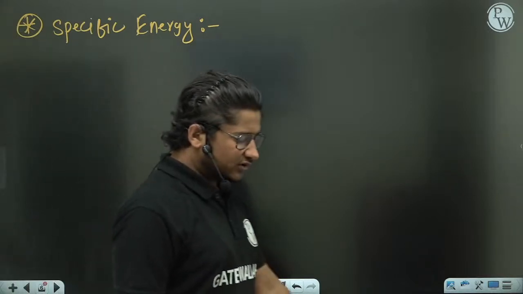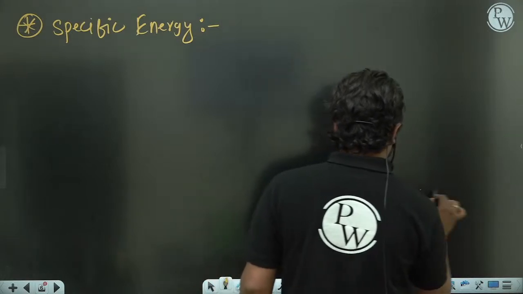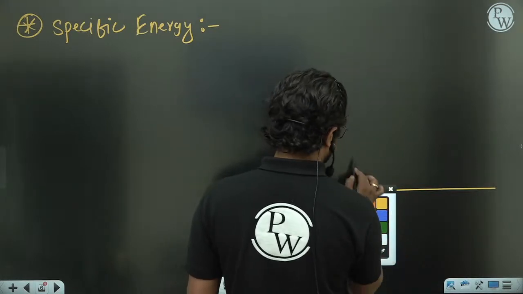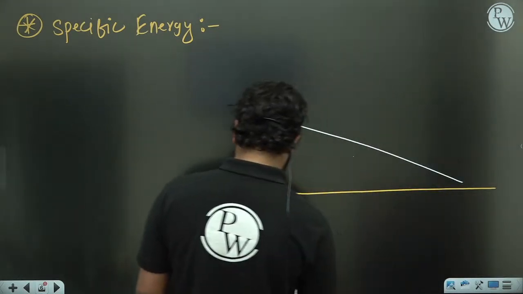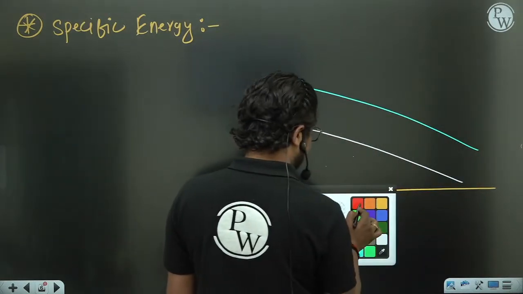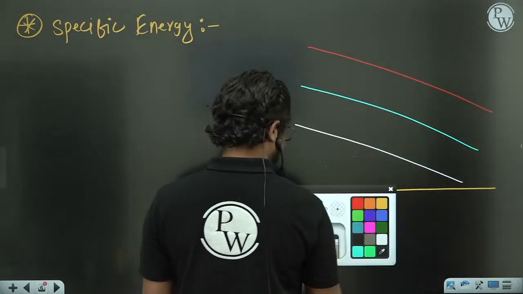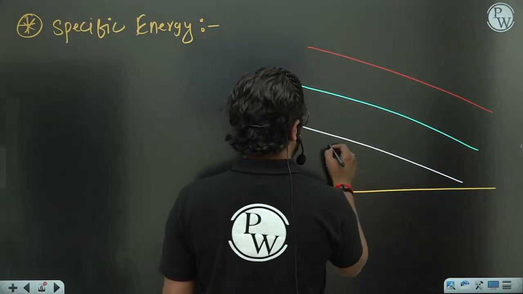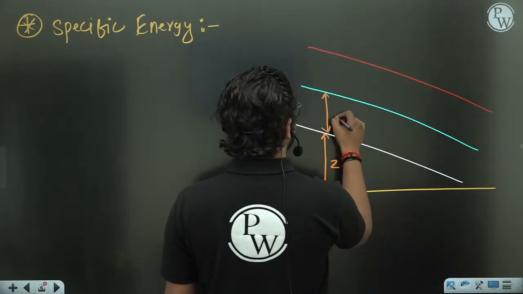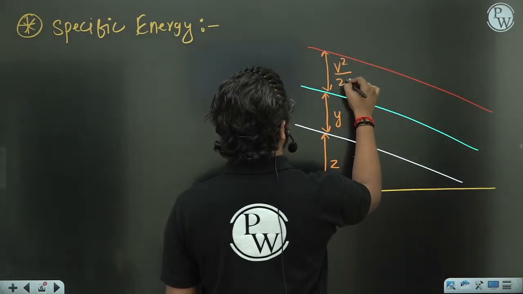So we were discussing specific energy. Now this small diagram I am drawing for you. This is our datum line. This is the channel bottom. This is the hydraulic grade line, and this is the total energy line. This distance we call Z. This we call depth, indicated with Y. And this we call V squared upon 2G, the velocity head.